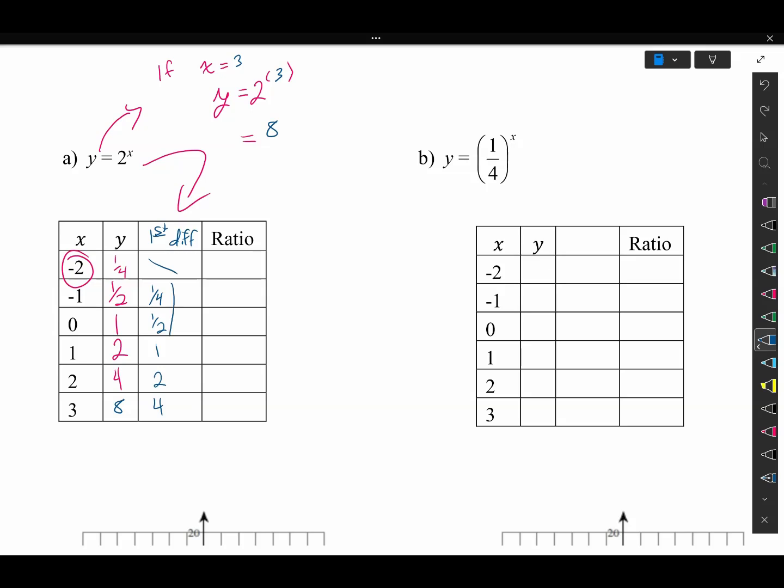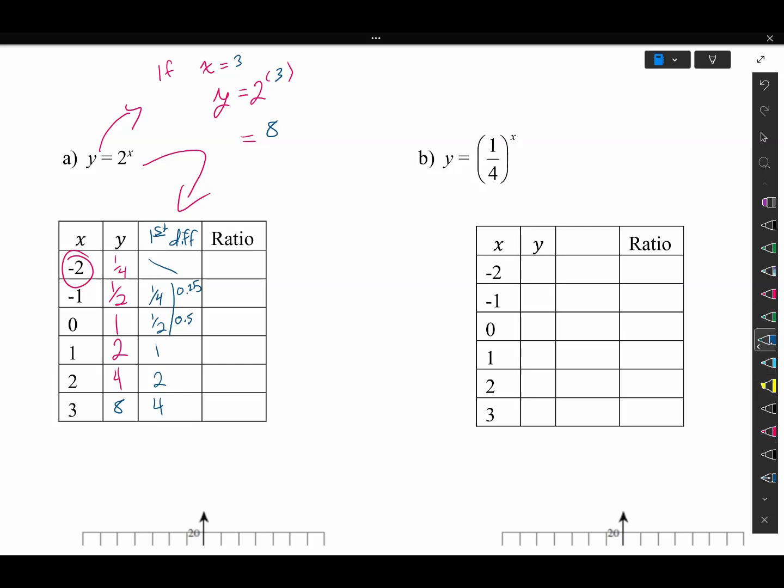You might end up with these first two cells saying 0.25 and 0.5. That's perfectly acceptable. We did not because I didn't work with decimals. That's okay. I'm not afraid of fractions. Good. Our first differences, are they the same? No, absolutely not. Okay, so that tells us that it's not linear. Now we're checking to see if it's exponential.